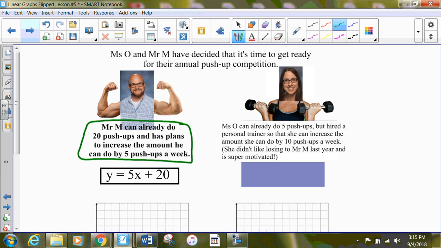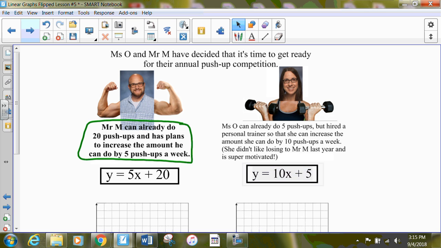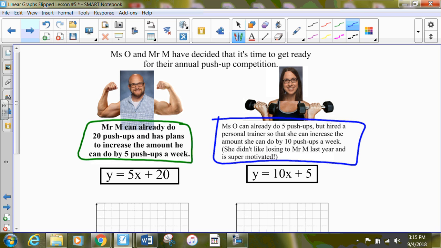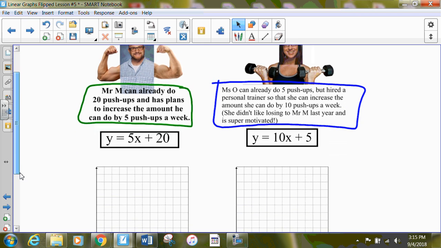And then there's me. I can only do 5 push-ups, but I hired a personal trainer this time so I can increase the amount I can do by 10 push-ups a week. I didn't like losing to Mr. Matcher last year, and I am super motivated. And so what I want you to do is write in that box y equals 10x plus 5, because that equation represents all of the words that describe my story about push-ups. All right, so we are used to, when we see an equation, we're used to graphing, right?